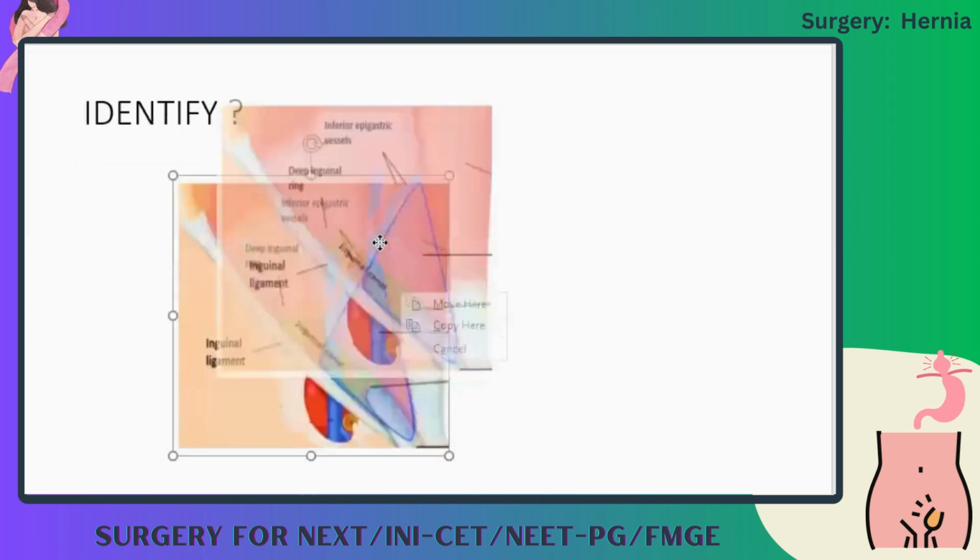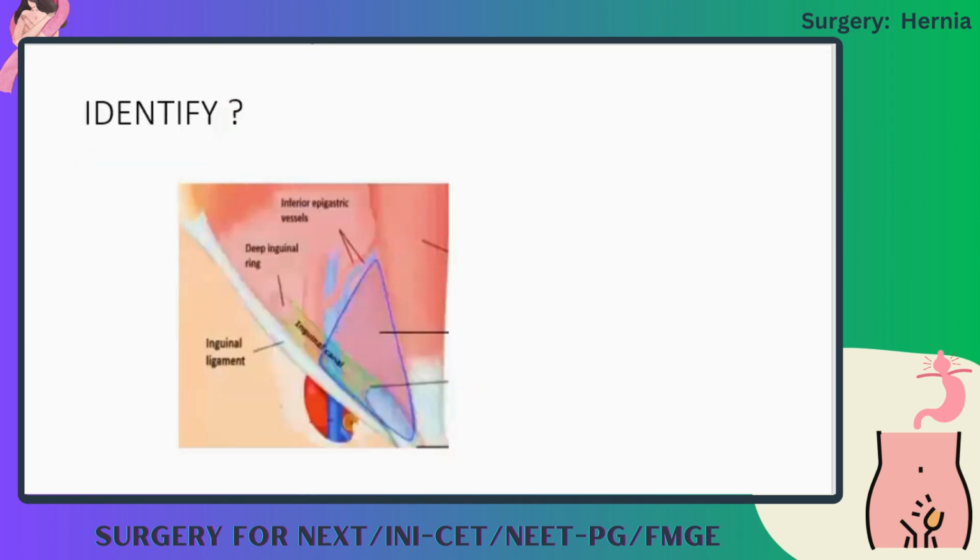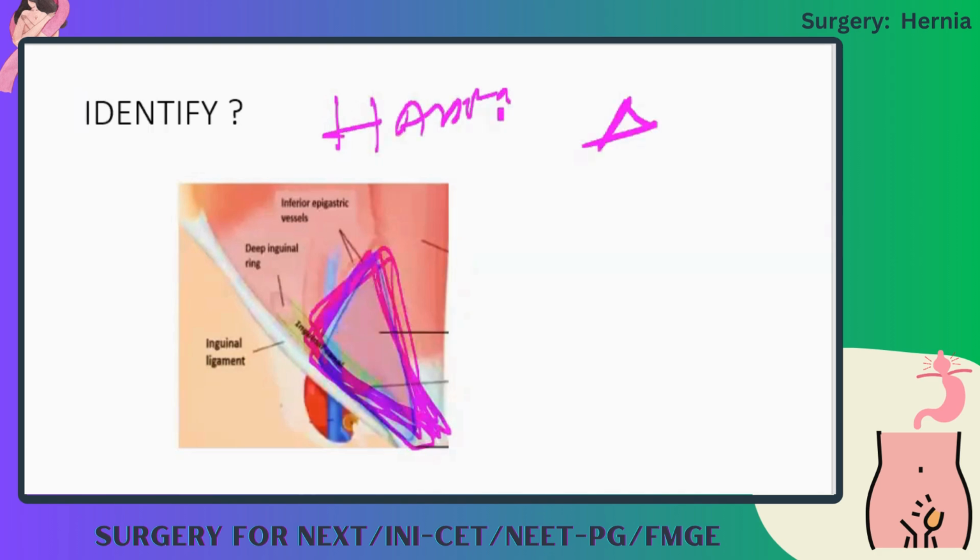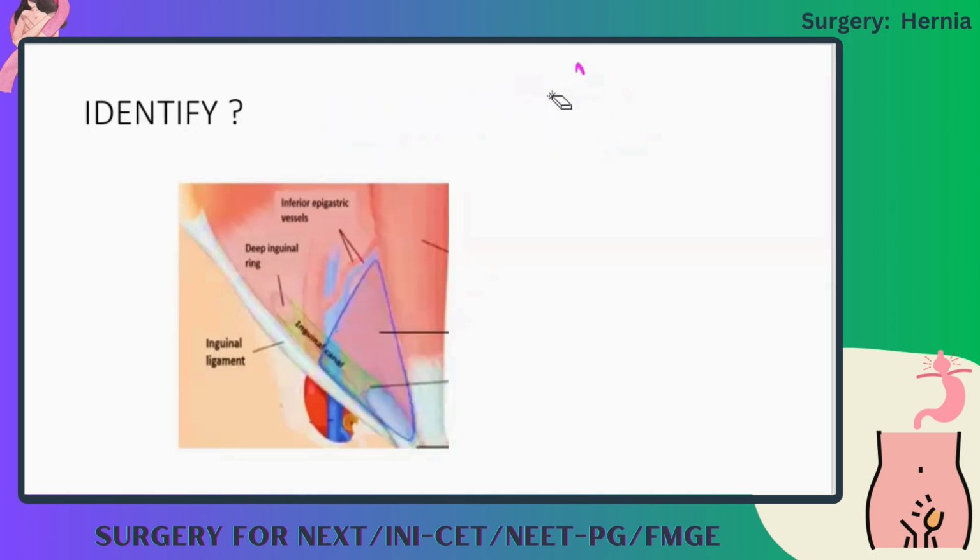So what is this? Identify this triangle. What is this triangle? Inguinal canal? Not that. Inguinal region? No. Hesselbach triangle. Very good. It is known as Hesselbach's triangle. So see here, the anatomy part of the inguinal region I am not covering.